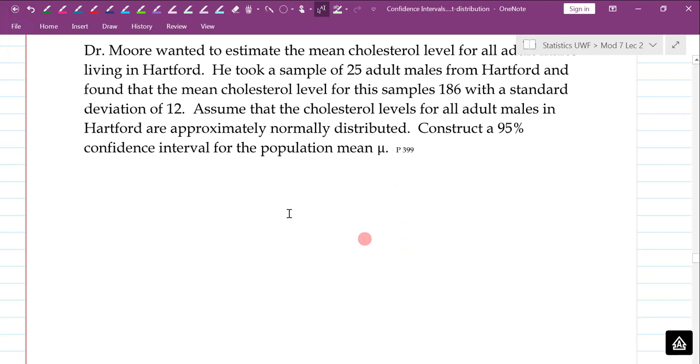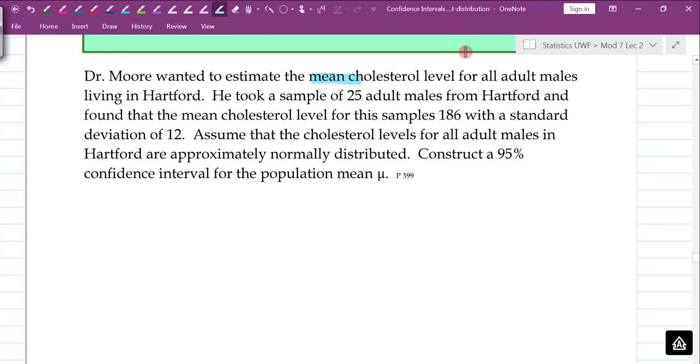Dr. Moore wanted to estimate the mean cholesterol level for all adult males living in Hartford. He took a sample of 25 adult males from Hartford and found that the mean cholesterol level for this sample was 186 with a standard deviation of 12. Assume that the cholesterol levels for all adult males in Hartford are approximately normally distributed. Construct a 95% confidence interval for the population mean.